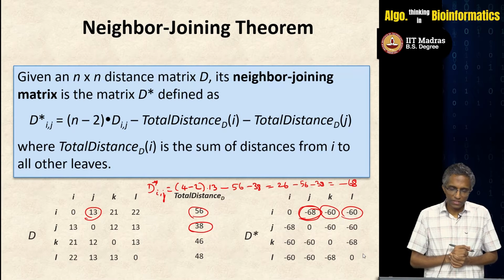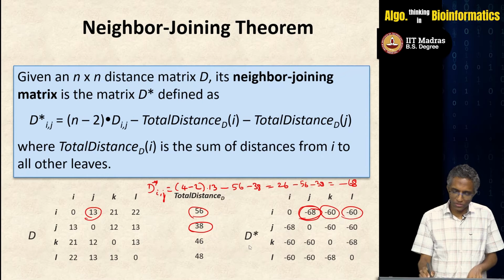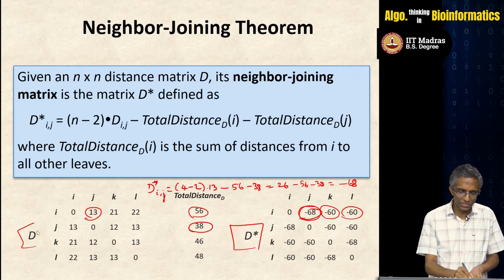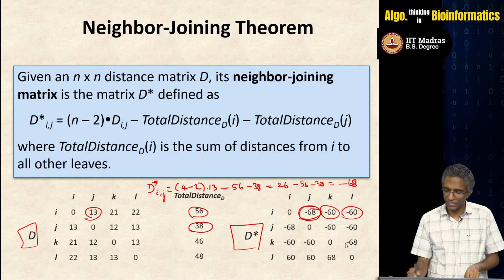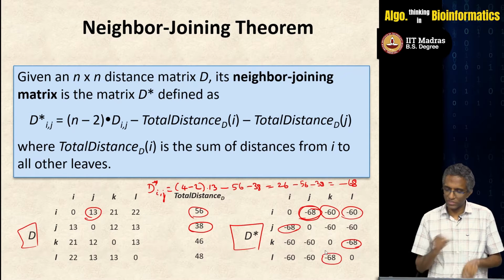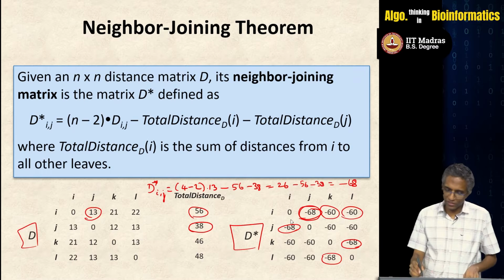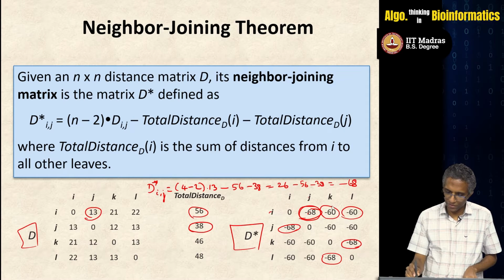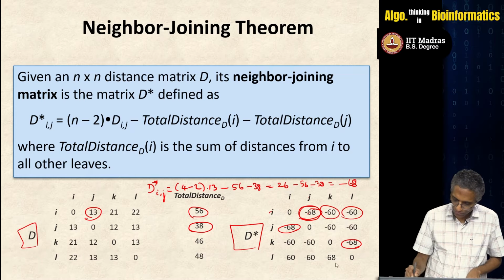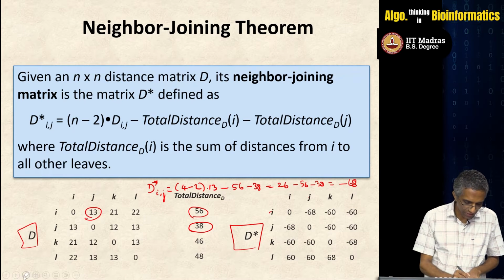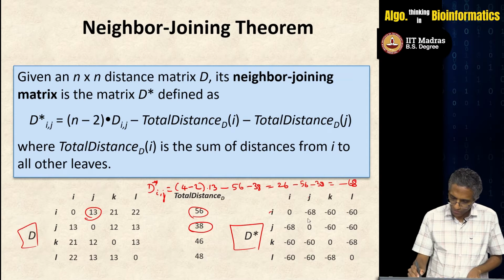Similarly, you can verify that these other entries are minus 60 and so on. And the beautiful thing here is that once you do this transformation from d to d star, you look at the smallest entries in d star, which is essentially minus 68. Minus 68 is smaller than minus 60. So, all the minus 68s are the smallest entries and they are grouping together i and j, and then k and l. The smallest entry is i and j and the smallest entry is k and l.